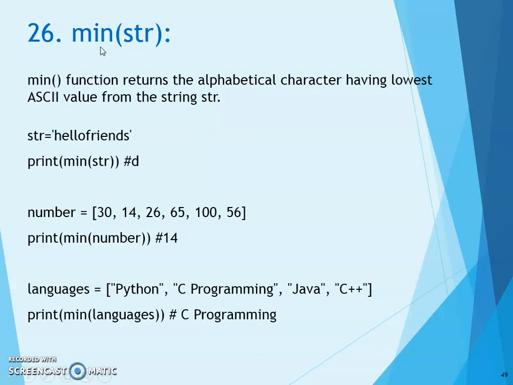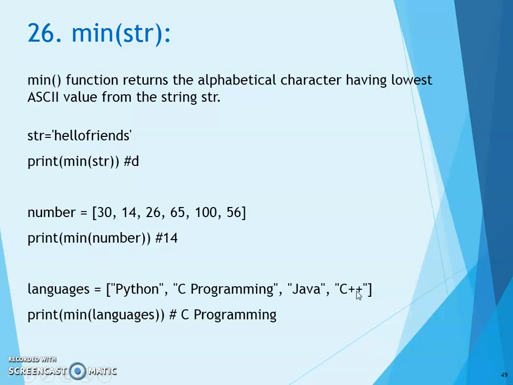Now the next function is minimum, that is min. This function returns the alphabetical character having the lowest ASCII value. Here hello friends is stored. The minimum ASCII value belongs to the character D. So the output of this min will be D. For this list of digits or numbers, the smallest number is 14. So 14 will be displayed for this minimum function.